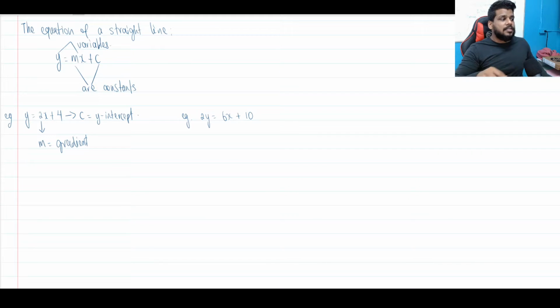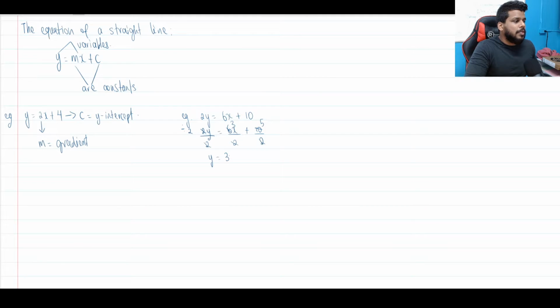For these cases, we'll divide by 2 through the entire equation. So everything is divided by 2. If I divide by 2, I get 2y over 2 is equal to 6x over 2 plus 10 over 2. The 2 cancels with the 2, 2 goes into 6 three times, 2 goes into 10 five times. And I get y is equal to 3x plus 5.